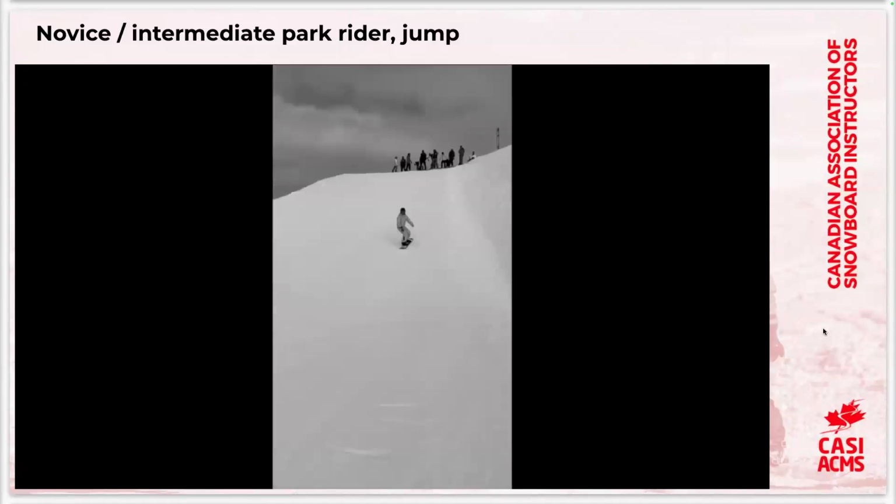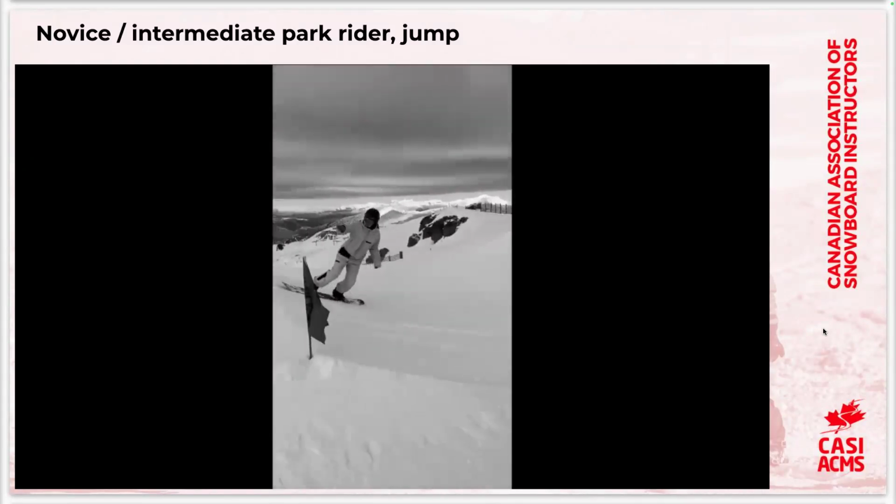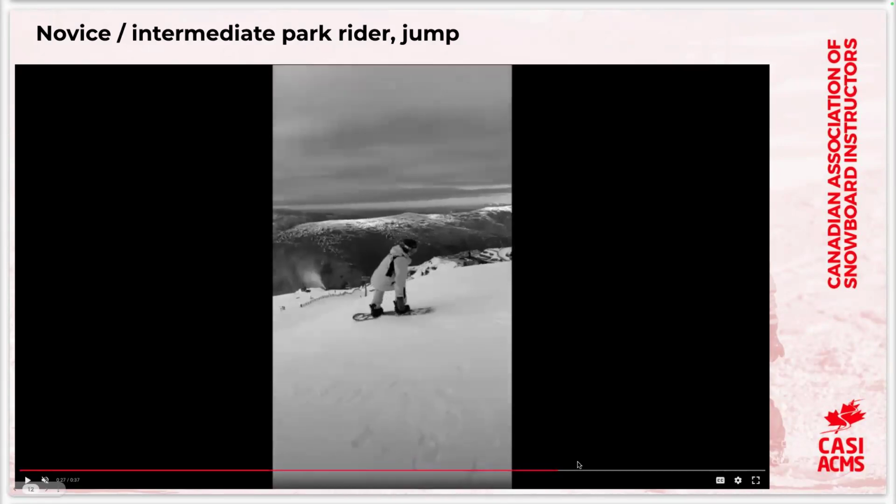And then the other thing that we can look at is where the rider is looking. So we can see right when they're on the jump, they're actually keeping their eyes on the lip. I don't know if, Jen, you're able to pause right there. Maybe on the next pass.